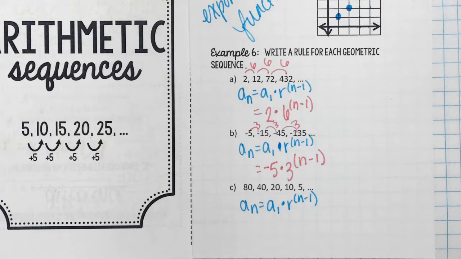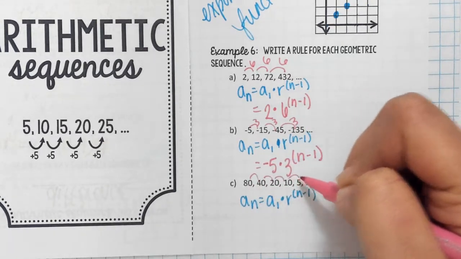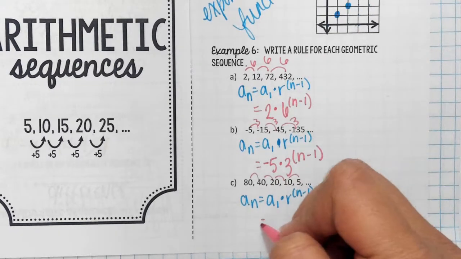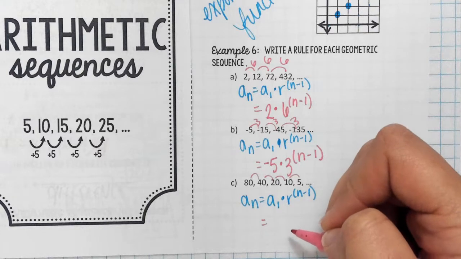Does everybody agree with the rule I wrote down for B? Because you use your first term of -5 and then times your common ratio to the n minus 1. All right, Adam, tell me what you got for the common ratio here. Which is known as what in fraction form? 1/2. Do we agree or disagree? Agree. If you answered any of the questions, take a point.